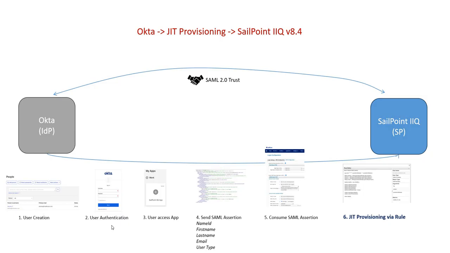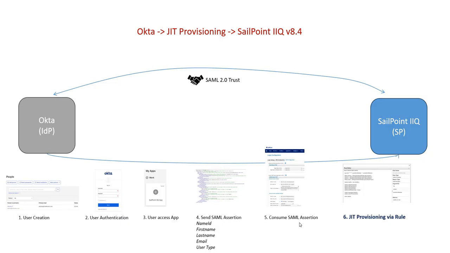The user then tries to authenticate to the identity provider by giving the username and password. After that, the user will try to access the service provider, as you can see from the icon here. So this is an example of IDP initiated single sign-on. Okta will try to create a SAML assertion with all the required attributes which are needed at the SP side. In this example, I have taken these many attributes.